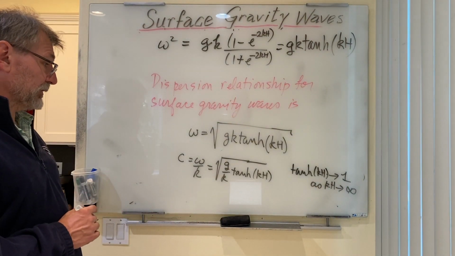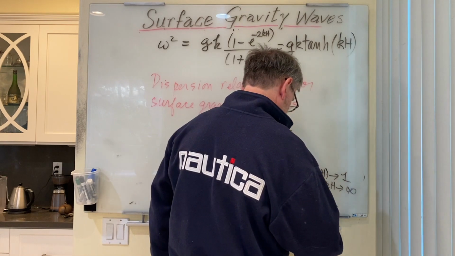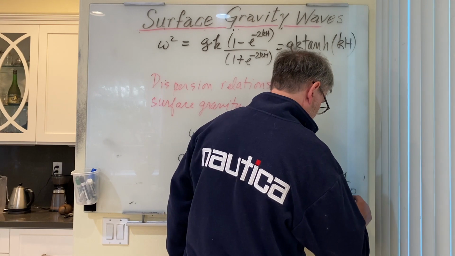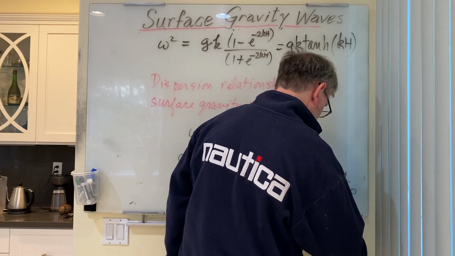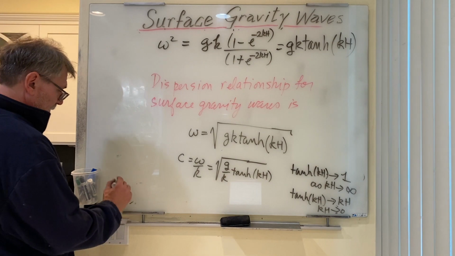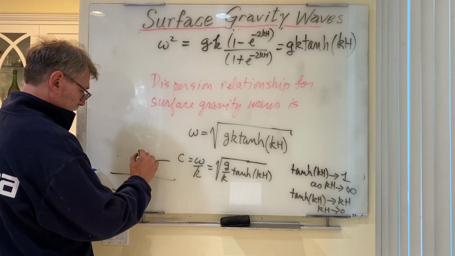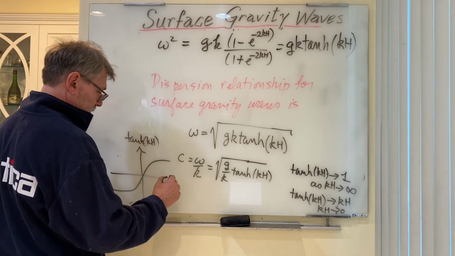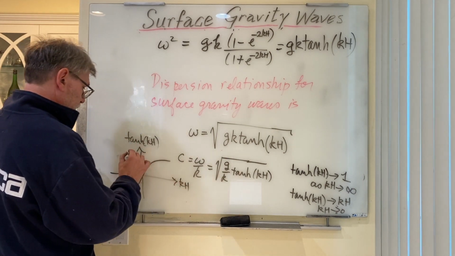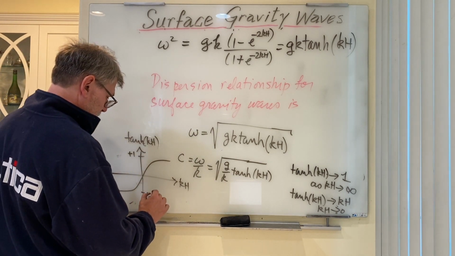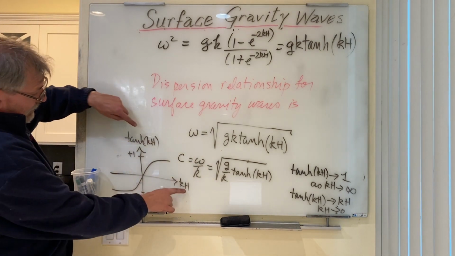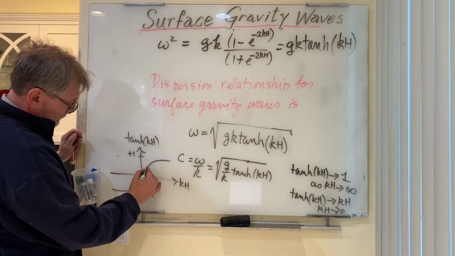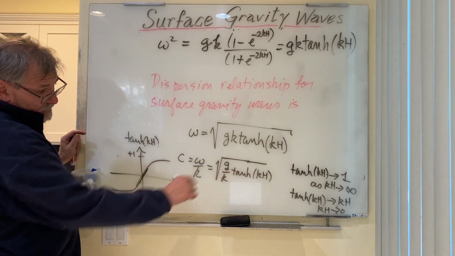At the other limit, if I have very long waves, then tangent of kh goes to kh as kh approaches 0. So the hyperbolic tangent looks something like this. So this is +1, this is -1. And so in the limit of very big kh, this approaches 1. And in the limit of very small kh, it just looks like a straight line, proportional to kh.